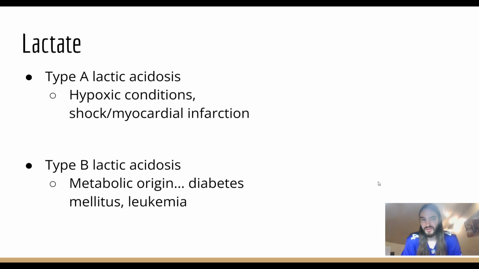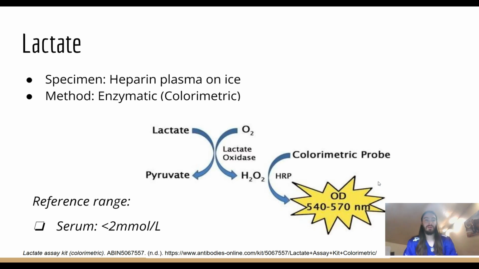So, a couple of disease states. They call it lactic acidosis, and they break it down into type A and type B. Type A is classic hypoxic conditions caused by exercise, but also shock and myocardial infarction, heart attack. And also type B lactic acidosis, the more complicated version, is of metabolic origin, and there are plenty of disease states where you can see that, diabetes and leukemia, to name a couple. Okay, specimen types for lactate: heparin plasma on ice is preferred.